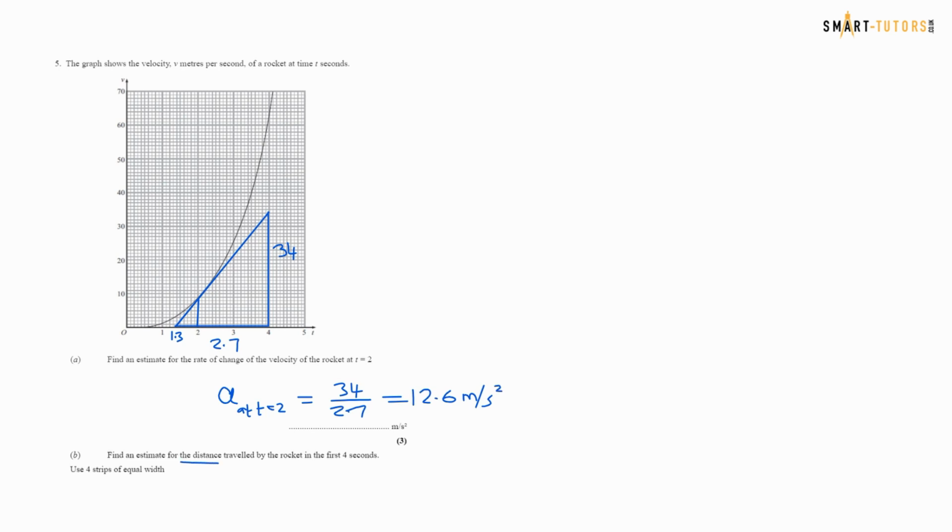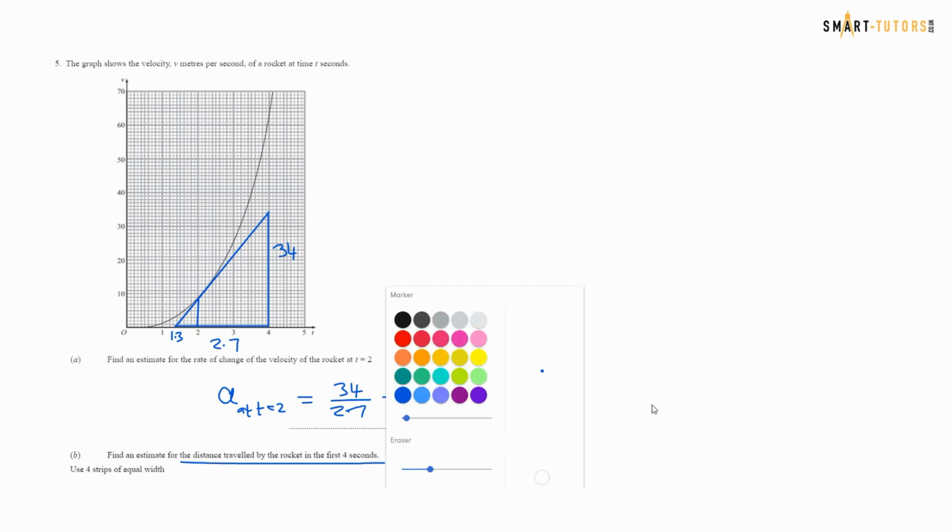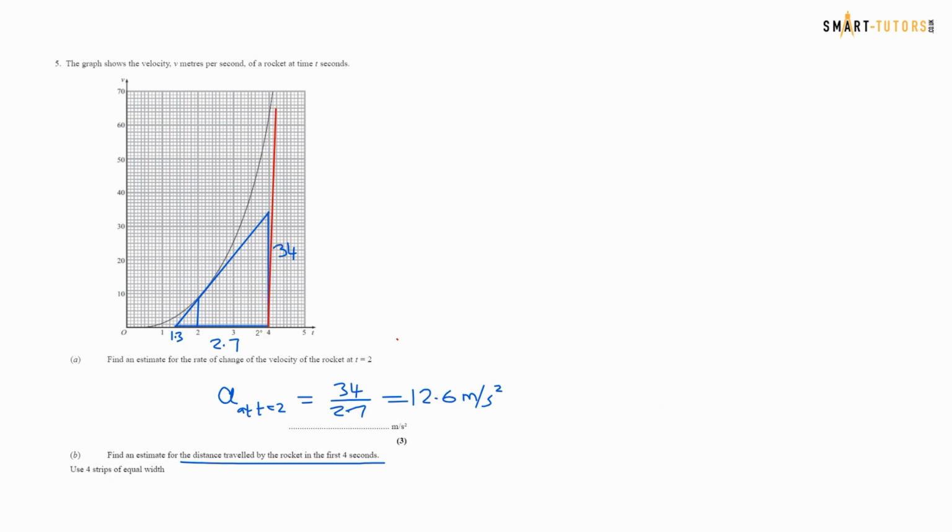Find an estimate distance traveled by the rocket in 4 seconds. First 4 seconds. So first 4 seconds means, right? So we need to know the boxes here. So first 4 seconds means here to here is the very first one, somewhere here. And here 3 to here. And the 2 here. And the next one is starting somewhere here.